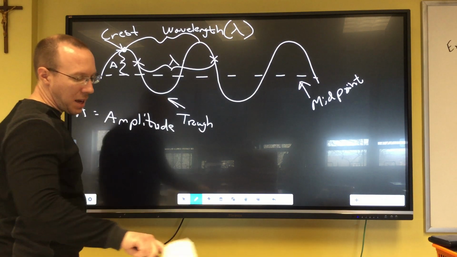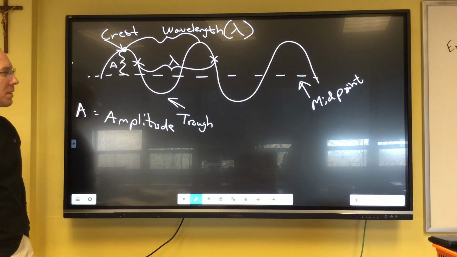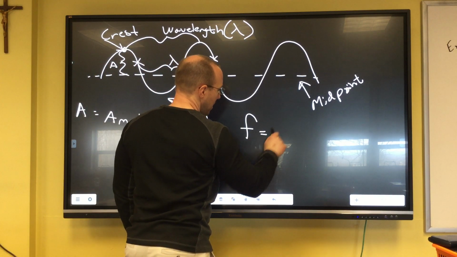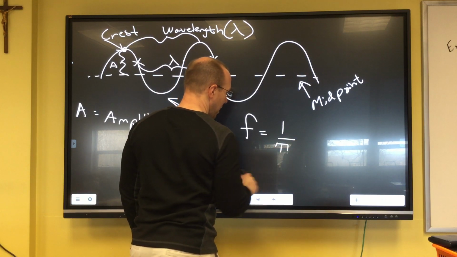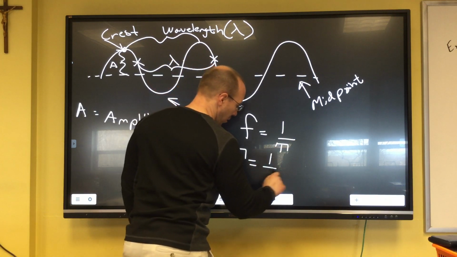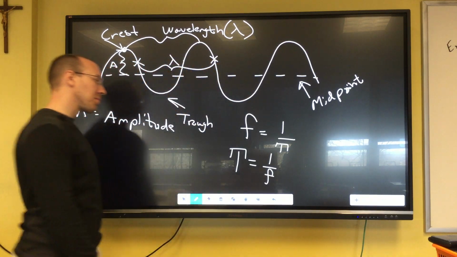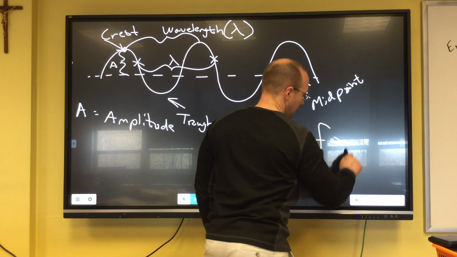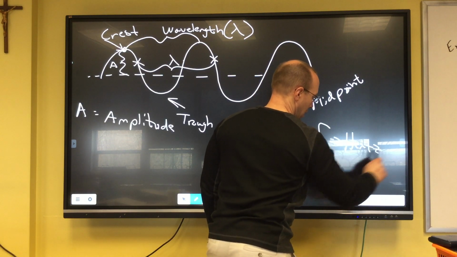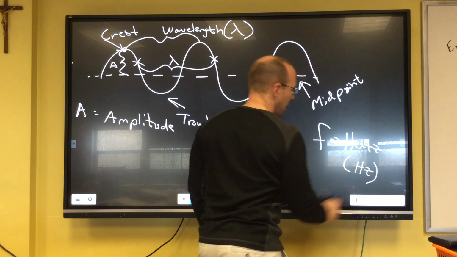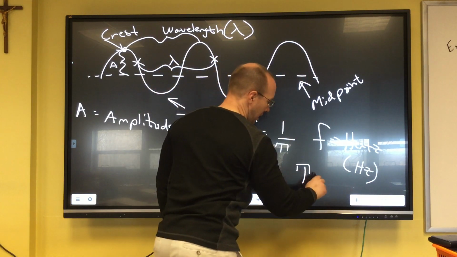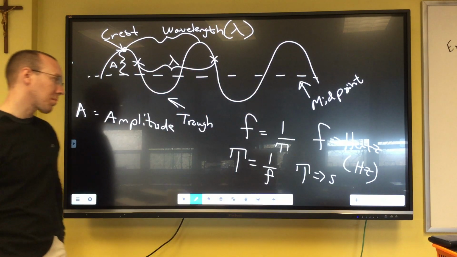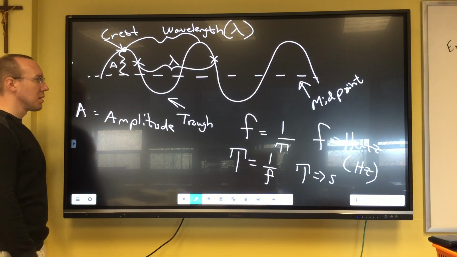Now, two other words that came up were frequency and period, okay? Frequency is equal to 1 over the period, or the period is equal to 1 over the frequency. So frequency is measured in hertz, which is Hz, and period is just measured in a time. Maybe seconds. For us, it's normally seconds.